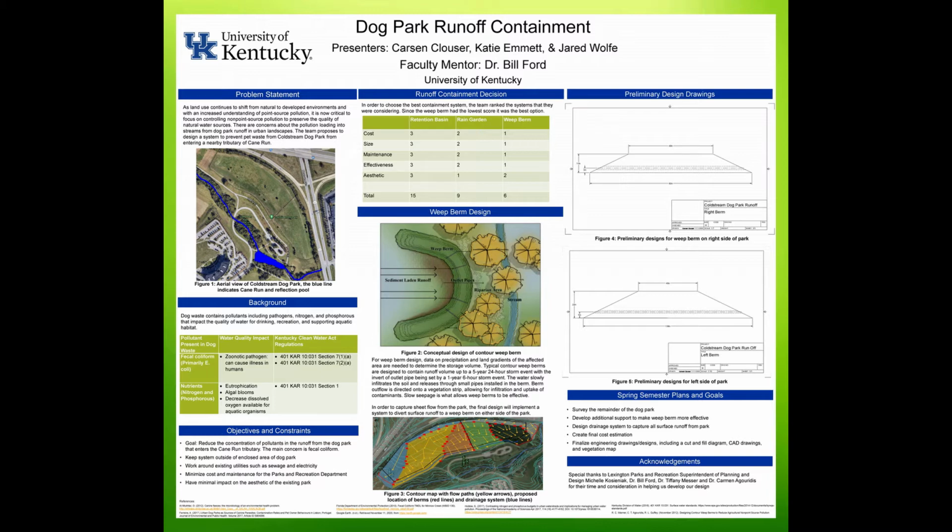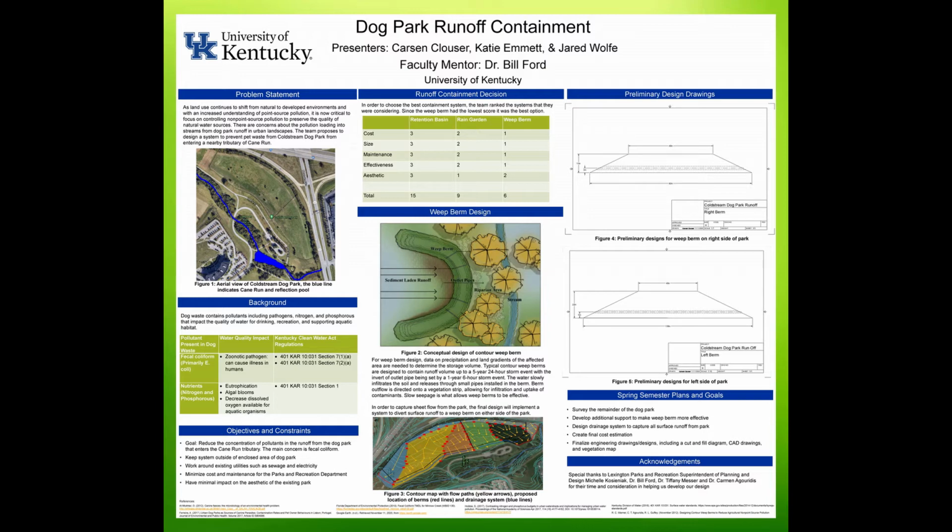One pollutant present in dog waste is fecal coliform, which is a group of coliform bacteria, primarily E. coli, that originate from feces. The impact this has on water quality is that it's a zoonotic pathogen, meaning that it causes illness in humans and can also cause illnesses in other animals as well. The Kentucky Clean Water Act has two regulations, one for fecal coliform allowable levels and one for E. coli allowable levels in surface water bodies.